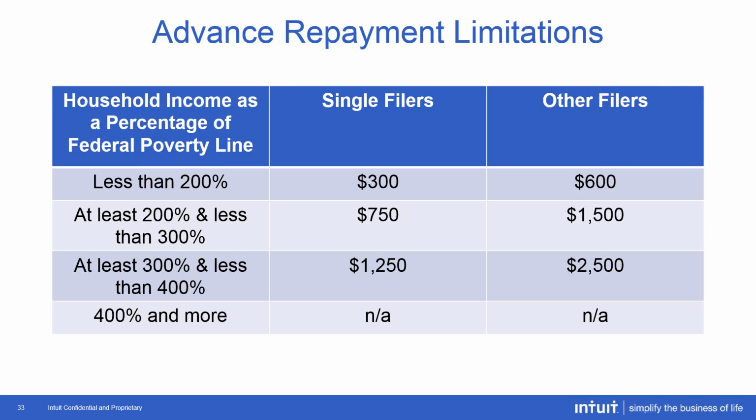Now the government does put caps on what we need to pay back, advance repayment limitations, and it's based on household income as a percentage of FPL. Household income less than 200%: the most you have to pay back for a single filer is $300. Other filing statuses, the limit is $600. Between 200 and 300% of FPL, the most you have to pay back is $750 for single filers and $1,500 for other filers. Between 300 and 400% of FPL, the limit is $1,250 for single filers and $2,500 for others, and then no limit if FPL is 400% or more.